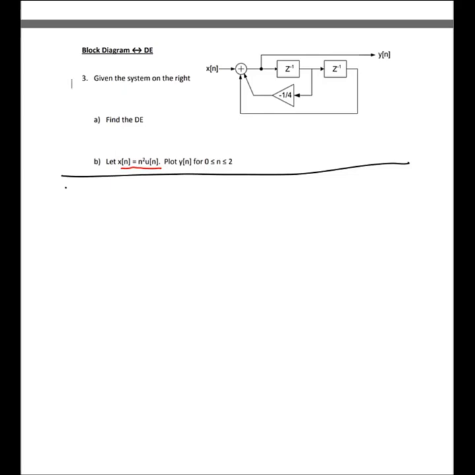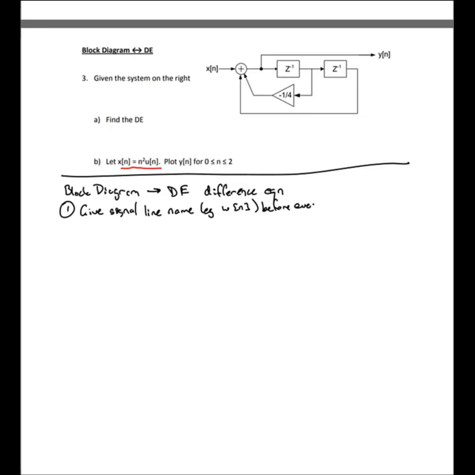And the method that I'm going to say to go from a block diagram into a difference equation is, again, notice that a difference equation is a whole lot like a differential equation, and it is the discrete time analog of the continuous time differential equation. So the first step is give your signal line a name, like W of n, just before every delay element.